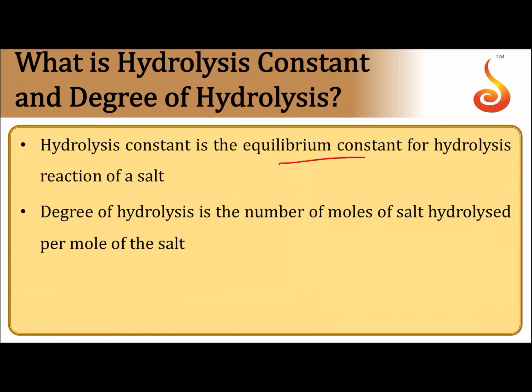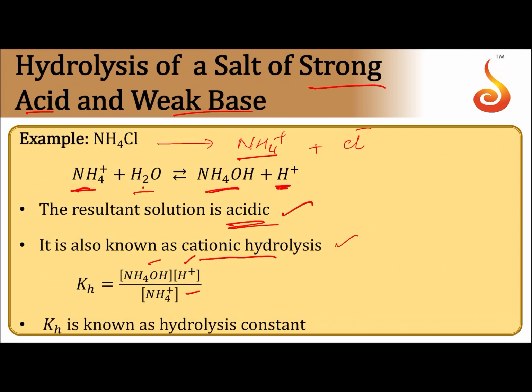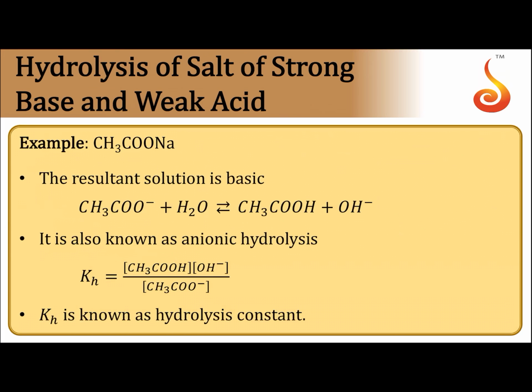Here the hydrolysis constant is an equilibrium constant only for the hydrolysis reaction of the salt. And the degree of hydrolysis is the number of moles of salt hydrolyzed per mole of salt itself. It is represented by the symbol h. So Kh is the symbol used for the hydrolysis constant, and h is the symbol used for the degree of hydrolysis.